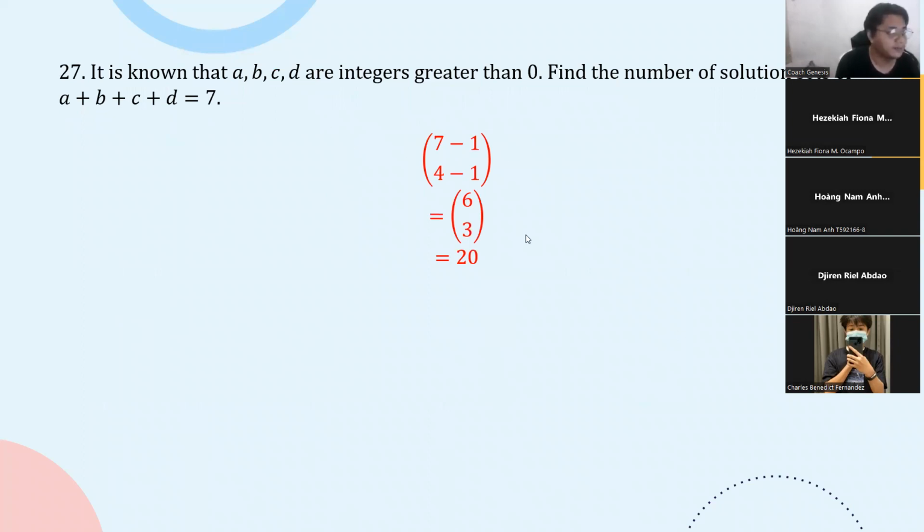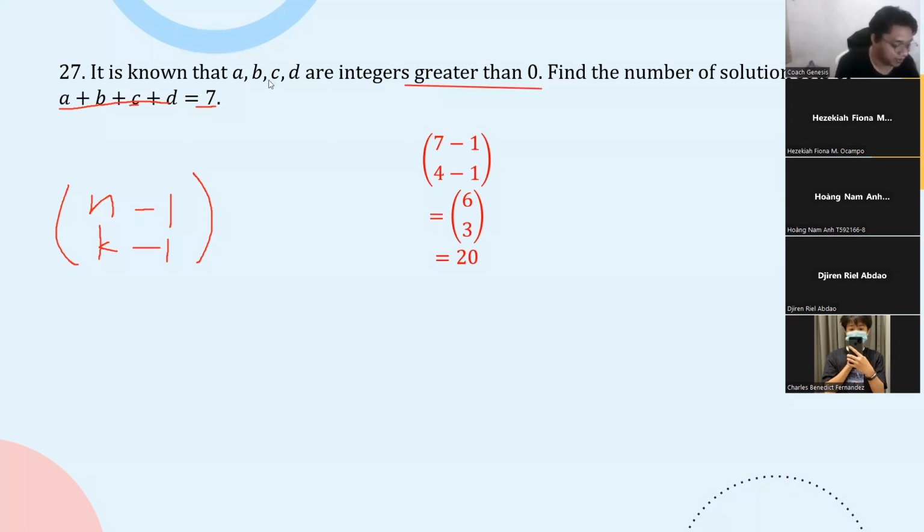Okay, so for 27, this is just stars and bars. Since this is greater than 0, you can use the formula for stars and bars for positive integers: n minus 1, choose k minus 1. So that will be 7 minus 1, choose 4 minus 1, because there are 4 here, and we have a total of 7. So 6, choose 3, which when simplified will give you 20.